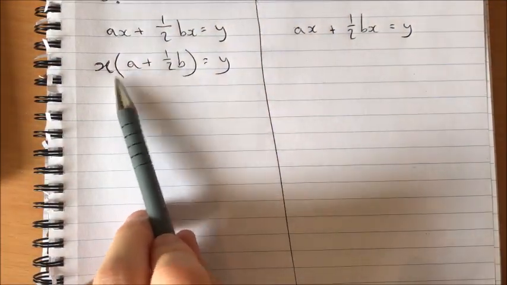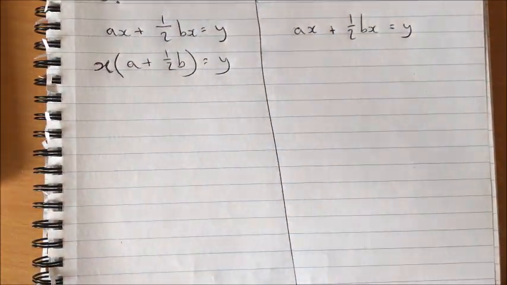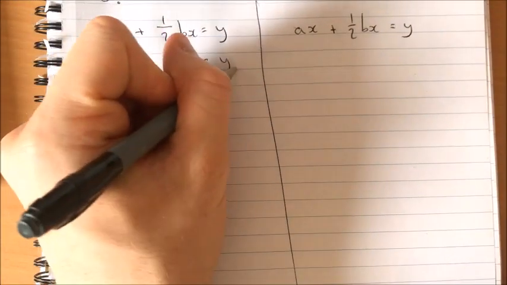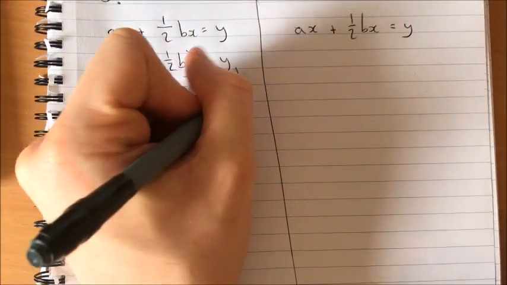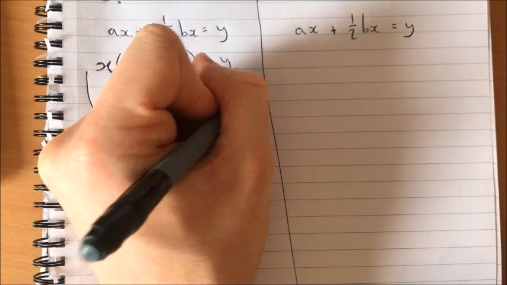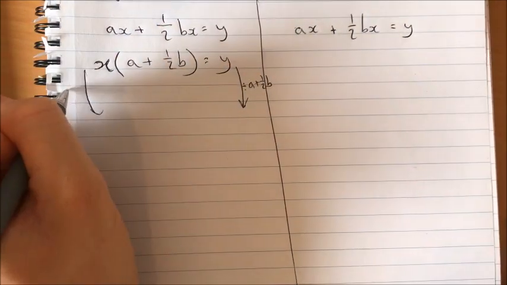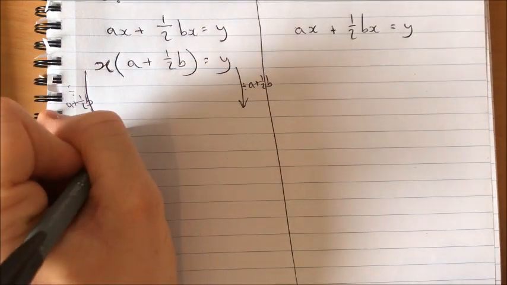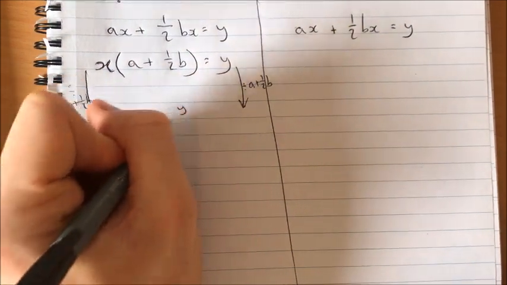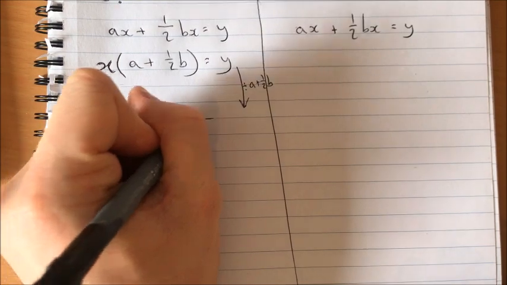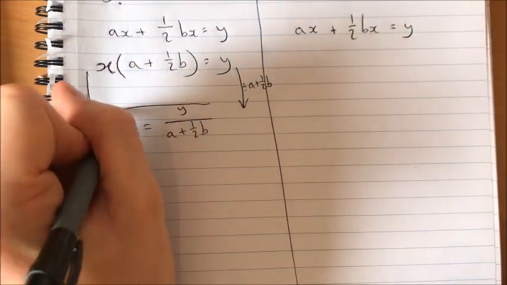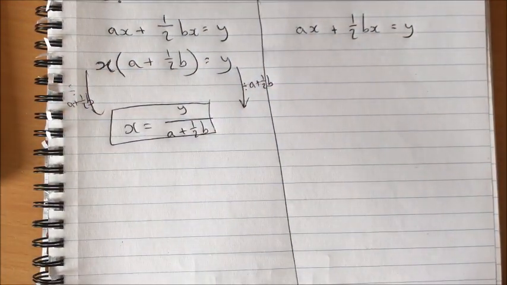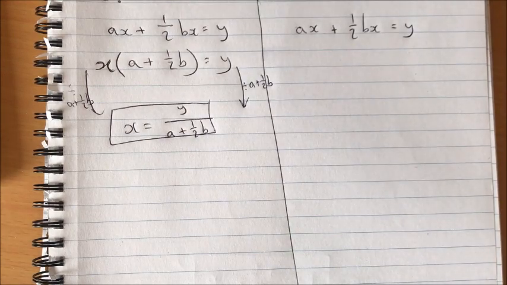Now, just to get x on its own, I'm going to divide both sides by this bracket. So if I divide both sides by a + 1/2 b, that tells me that x equals y all over a + 1/2 b. And this answer is true, and I'm going to show you another way you could have done that.